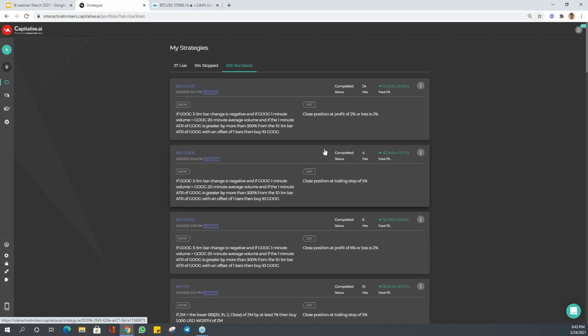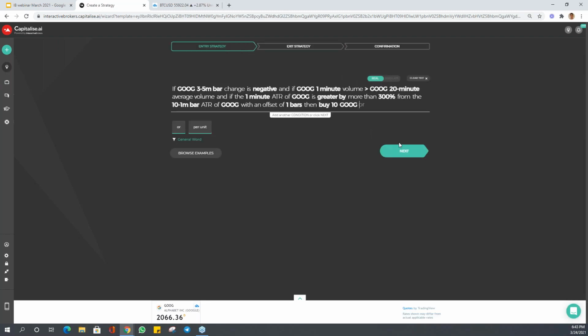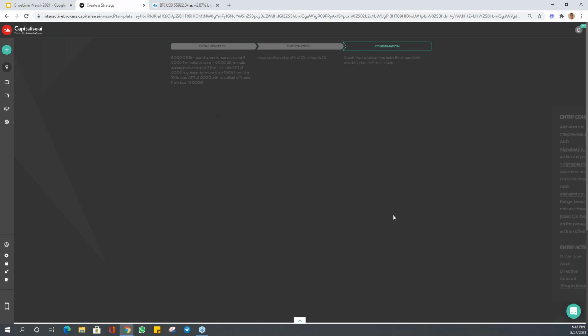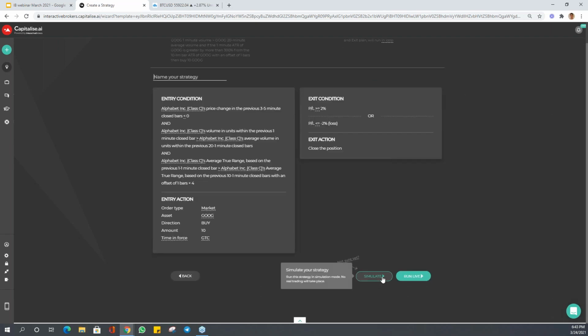Remember that on the confirmation page, if you click clone, let's say you like this strategy, it'll bring the strategy up. You can click next, next, and on the confirmation page, you can backtest, which we just did. You can simulate, which is exactly like paper trading. It's going to keep the data and show you where the wins and losses are, but it's not going to trigger any trades from your account. If you run this live, it will trigger trades through your account automatically.